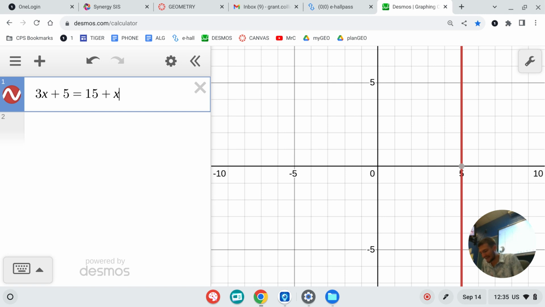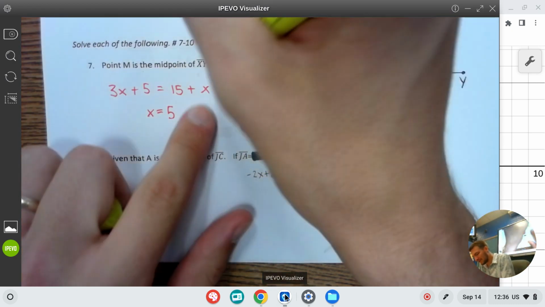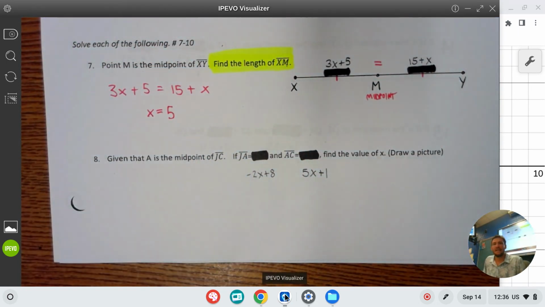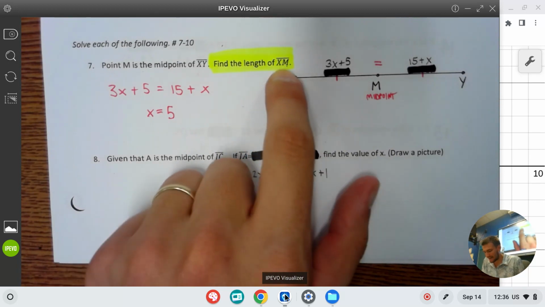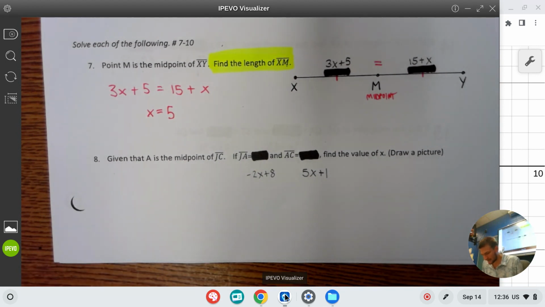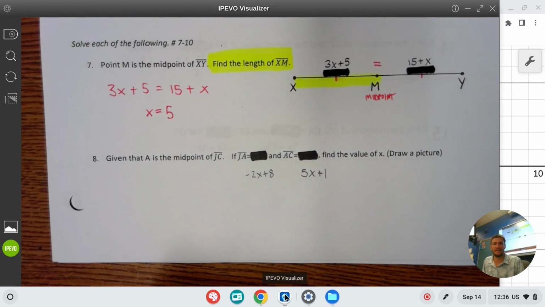And so what is the x value for this question going to be? 5. Now, before we move on, we've seen a couple of these questions where they have not been looking for x. Do they want x as our final answer? They want the length of XM. XM, is line segment XM the left, the right, or the whole thing? Just the left, right? XM is from X to M.